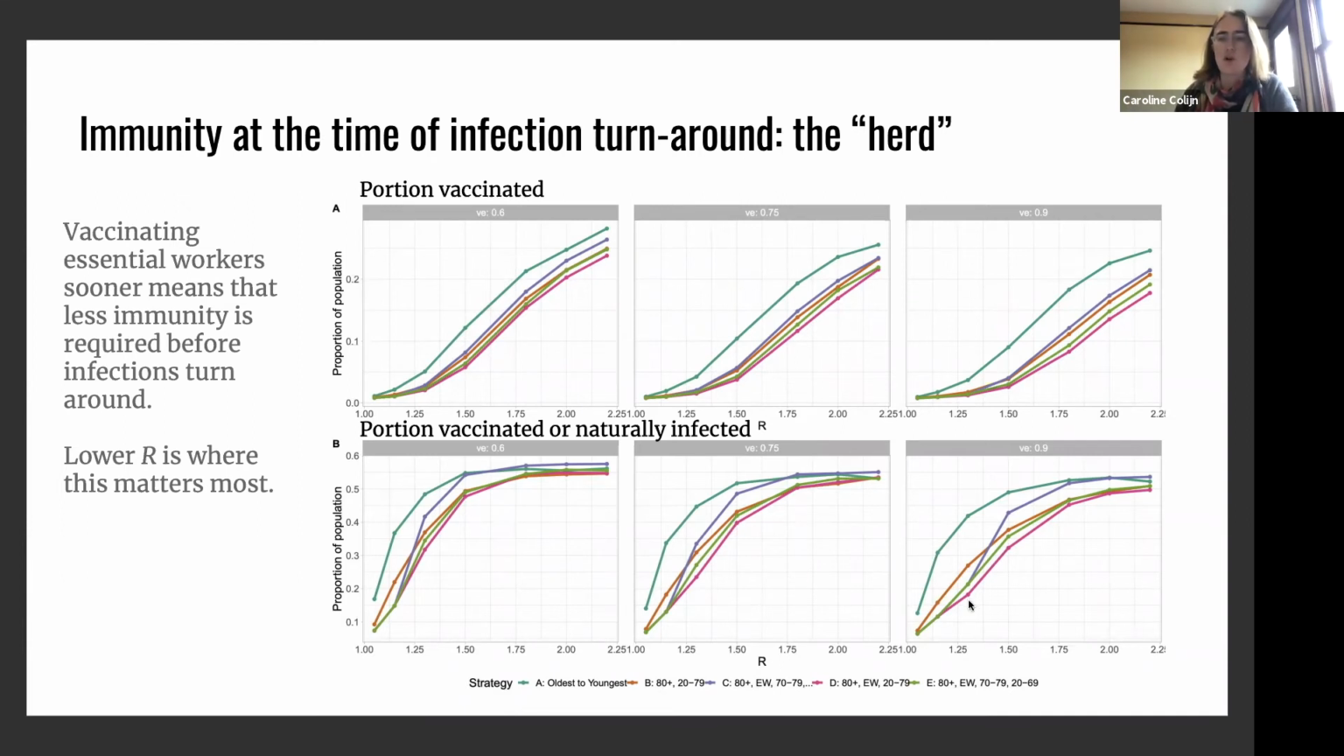But you see these lower R's, there's actually a big difference in the amount of infection or vaccination you need before you turn around, depending whether you can protect people with contact. So it has implications for reopening, which we're now looking at.